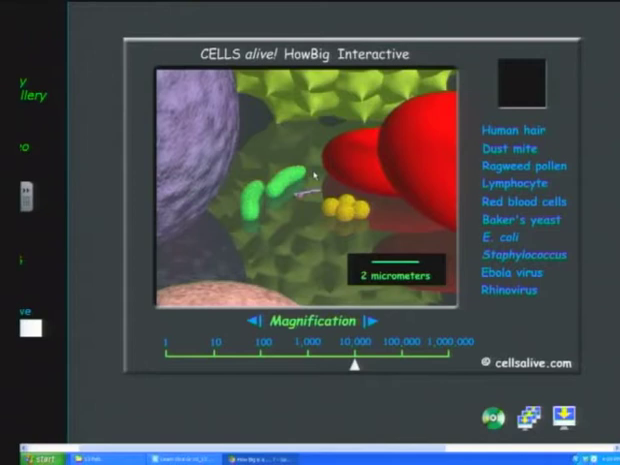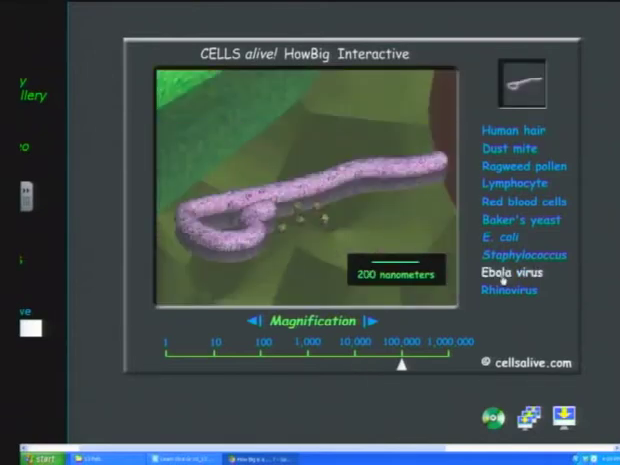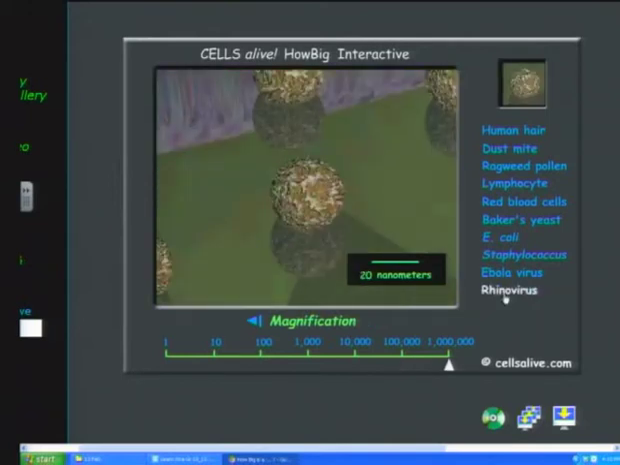If we go further down to looking at viruses, which are much smaller than red blood cells, here we're seeing the Ebola virus, which is this here. And that is 200 nanometers in length. We can go further down and look at a rhinovirus, which is one of the smallest viruses that you possibly would see. And there's the magnification here. So these are extremely small.